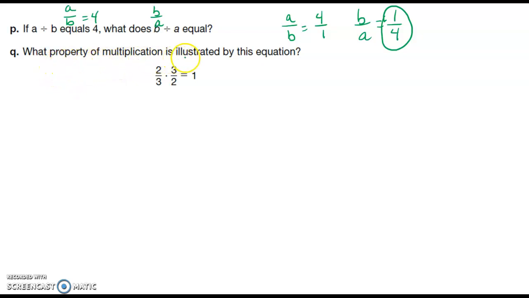What property of multiplication is illustrated by this equation? This is actually called the inverse property. I don't know why it's not called the reciprocal property or the flipped fraction property, but we're inverting our numbers. We're turning our numbers on their head. We're turning our fractions on their head. So it's called the inverse property. I'm pretty sure that's the last one that we have.